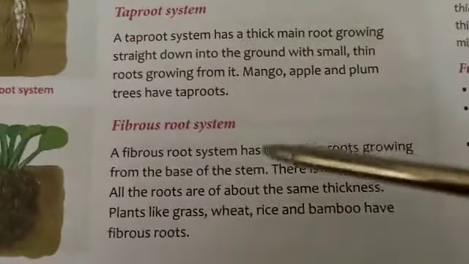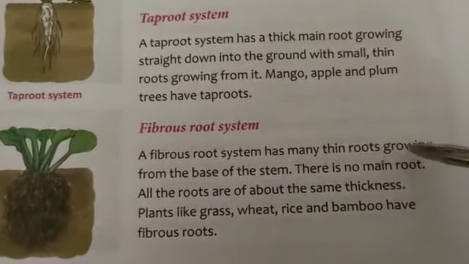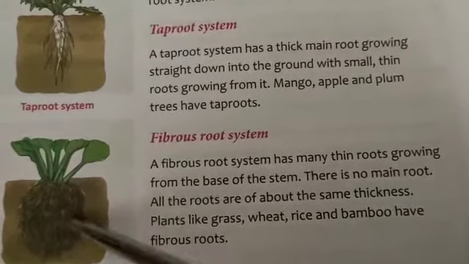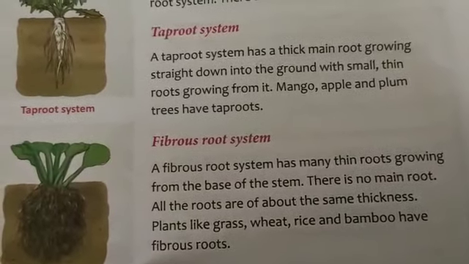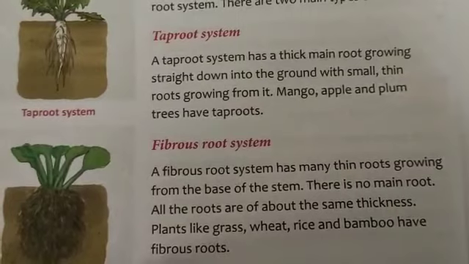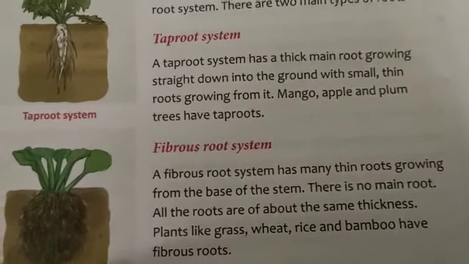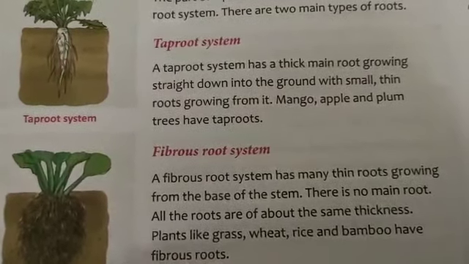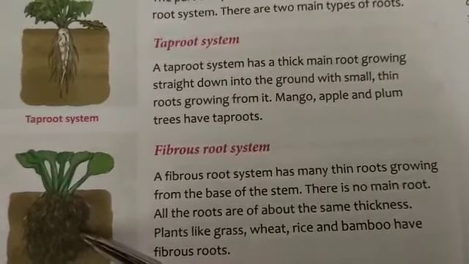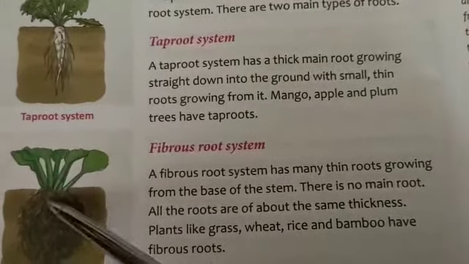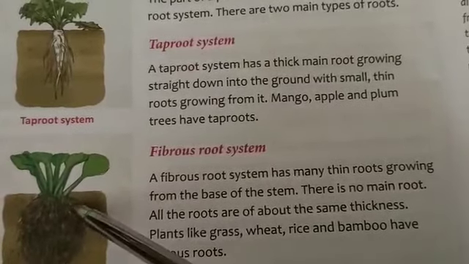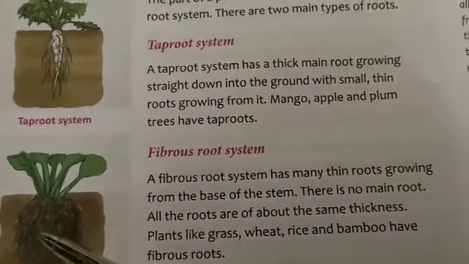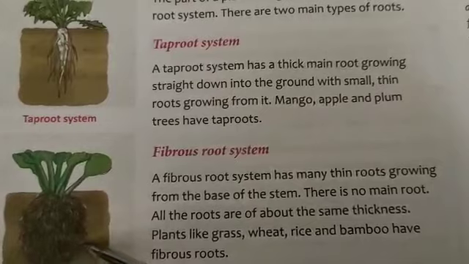And what is the fibrous root system? A fibrous root system has many thin roots growing from the base of the stem. See, many roots growing from the base of the stem. There is no main root. All the roots are of about the same thickness. Plants like grass, wheat, rice and bamboo have fibrous roots. So, the fibrous root system has many thin roots growing from the base. Here is the base of the stem. All the roots that are growing from here, they are of the same thickness. And name the plants that have fibrous root system: grass, wheat, rice and bamboo.